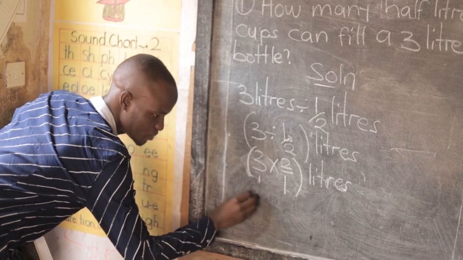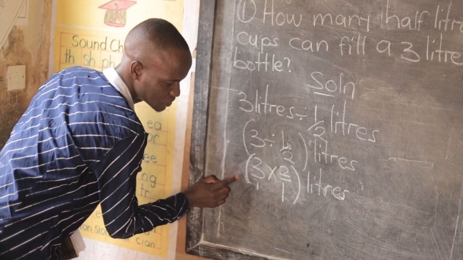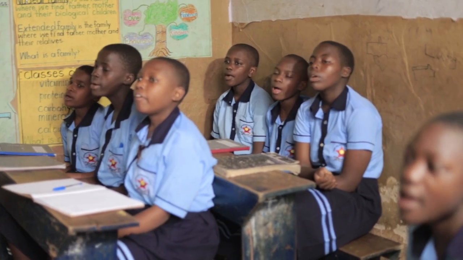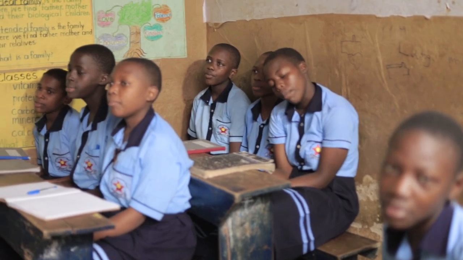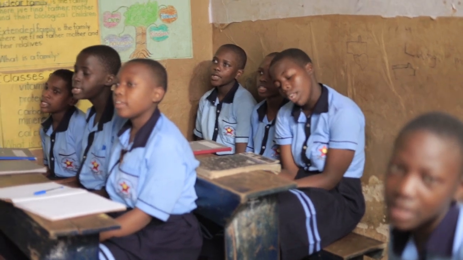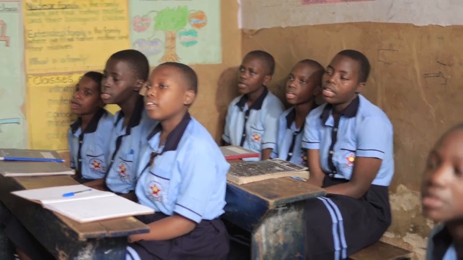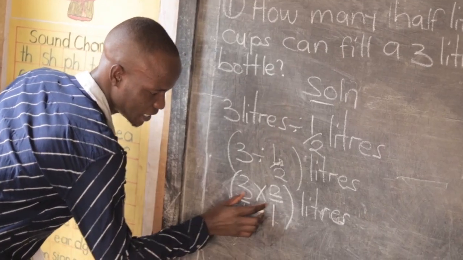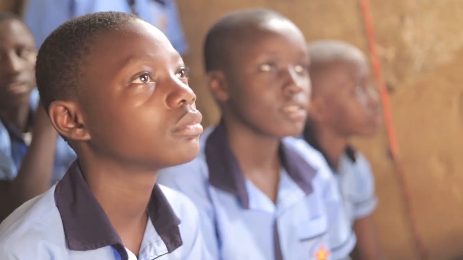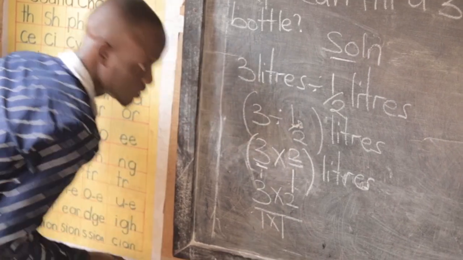So here we shall multiply numerators alone. All of you, numerators alone. What is a numerator? A numerator is a number on top of the denominator. And what is a denominator? A denominator is a number down the numerator. So we shall multiply the numerators alone and the denominators alone. Meaning we shall multiply 3 times 2. Then we multiply 1 times 1.